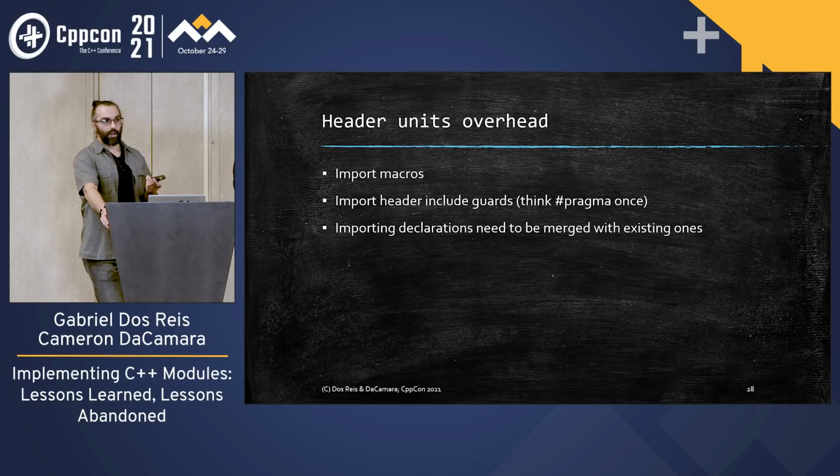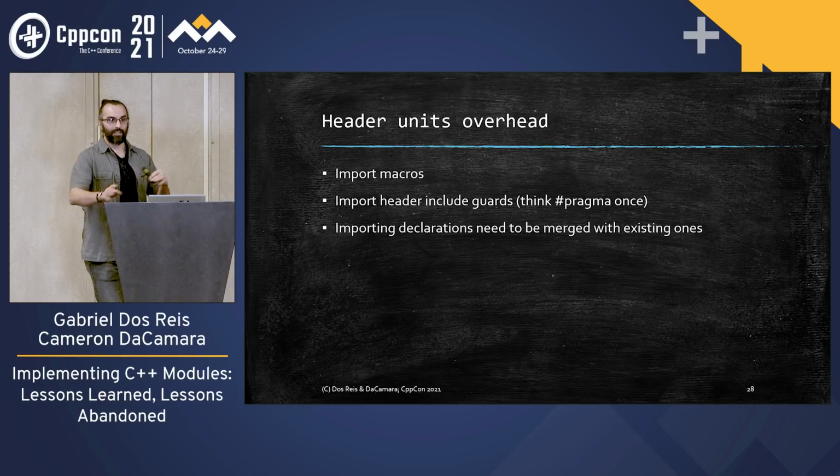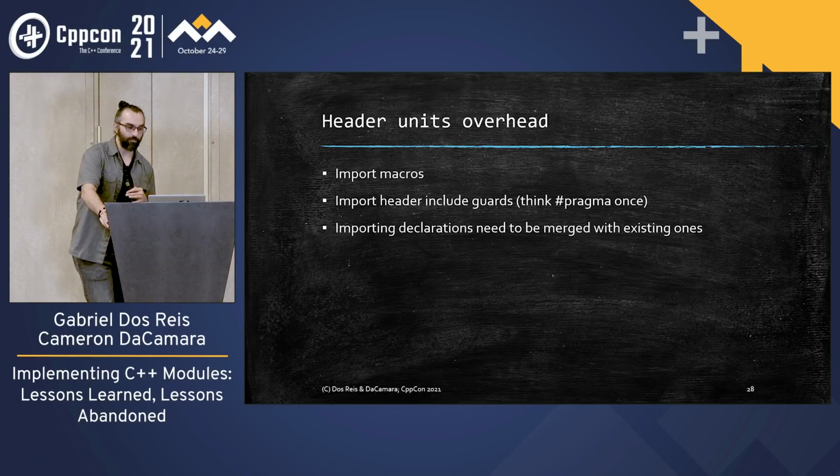On top of this, headers have include guards, which are not just ifdef header.h. Usually they come in the form of pragma once. And pragma once has a special implementation depending on what compiler you're in. So the import mechanism for importing that header include guard might have additional overhead on top of the macro that it could import for a header unit or for a header include guard.